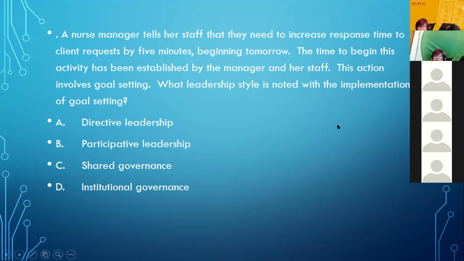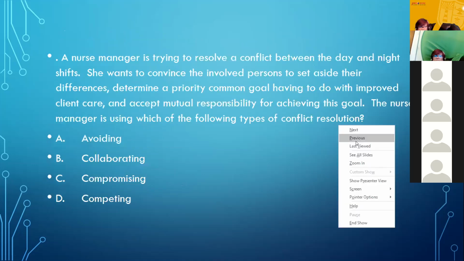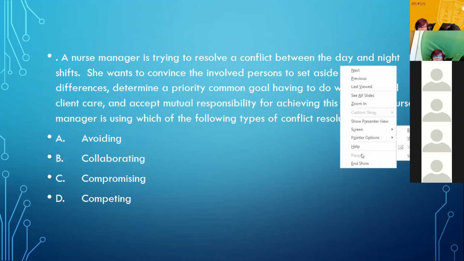Directive leadership is definitely one of those. Ah, shared governance, it said. I don't know about that. I'll have to go back and look that one up. Typically, when we ask our people to join committees or participate in something, it's more of a directive, but I'll go back and look at that one.